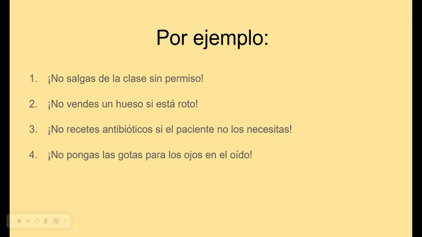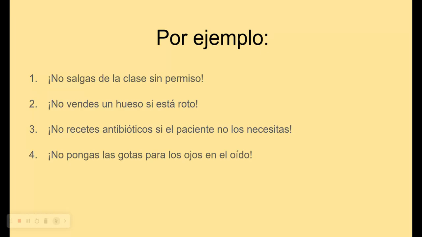So here are your examples for la primera página, page 1. We're starting off with no salgas de la clase sin permiso. Don't leave the class without permission. No vendes un hueso si está roto. Don't bandage a bone if it's broken.